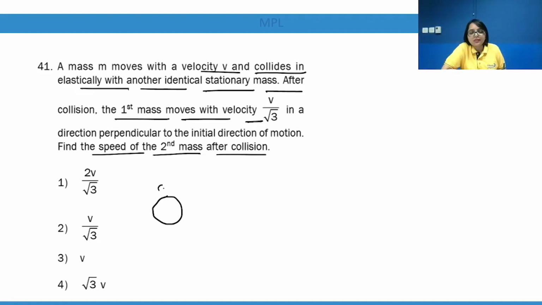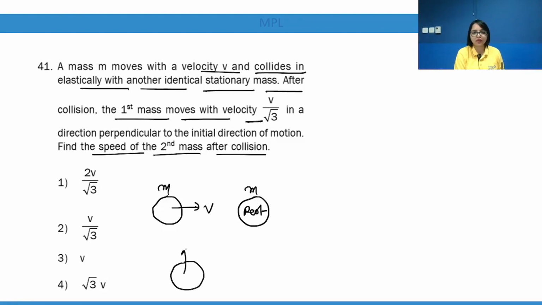So we have a mass m. It is moving with velocity v. It collides with another mass m which is at rest. Fine. So after collision, the first mass moves with v by root 3 velocity in the perpendicular direction. We need to find the speed of the second mass.